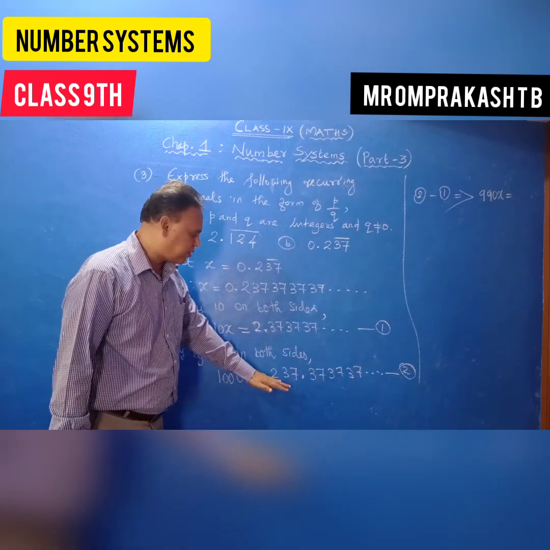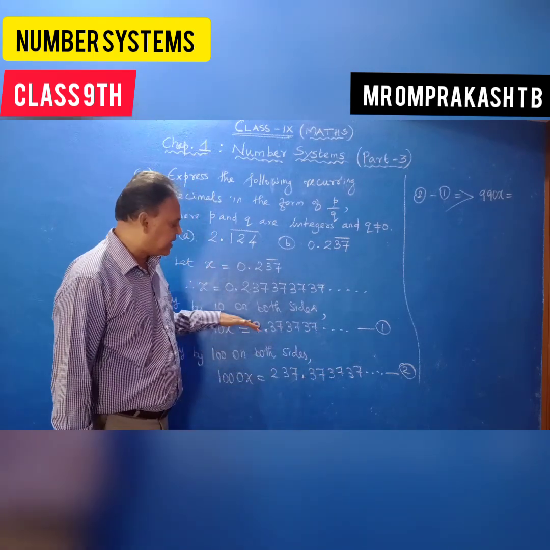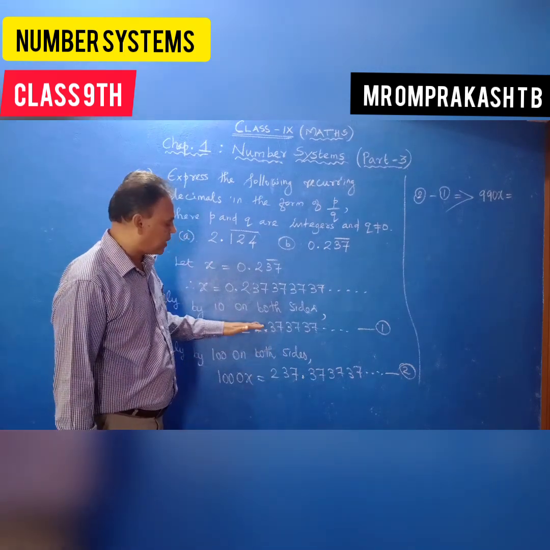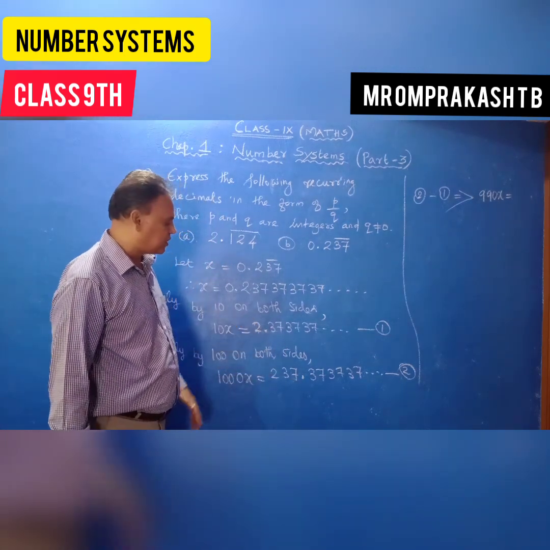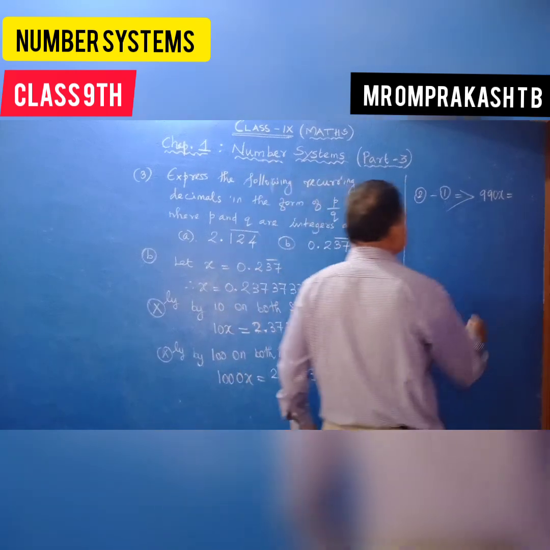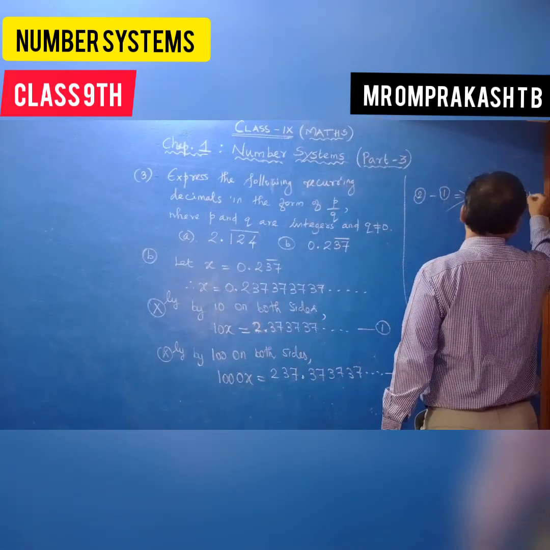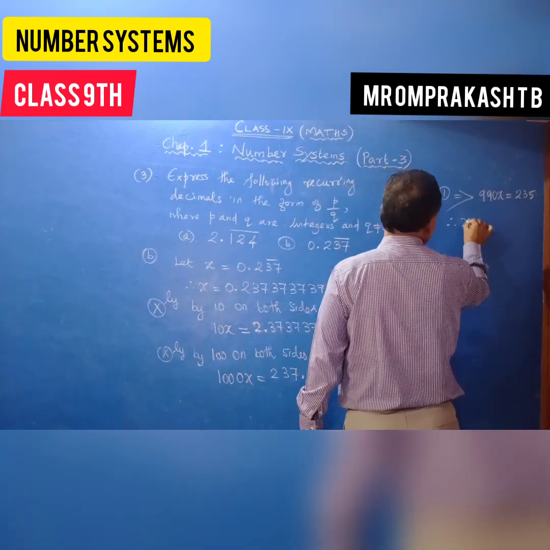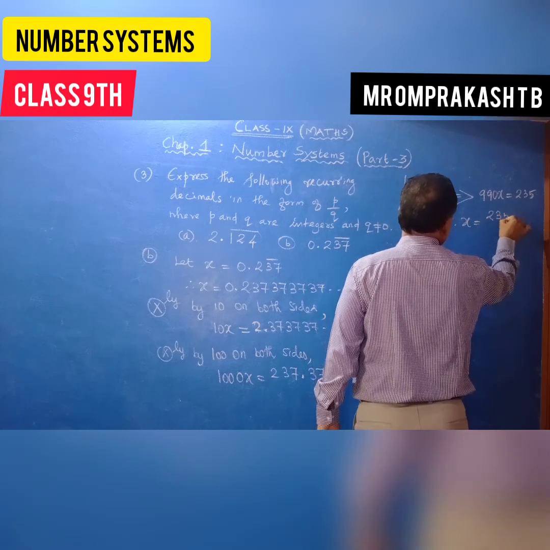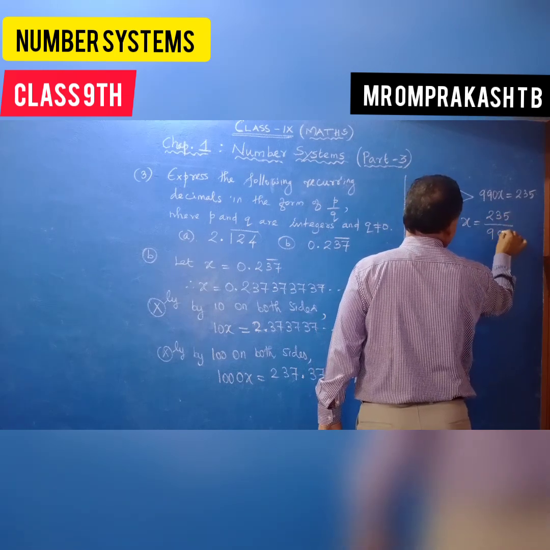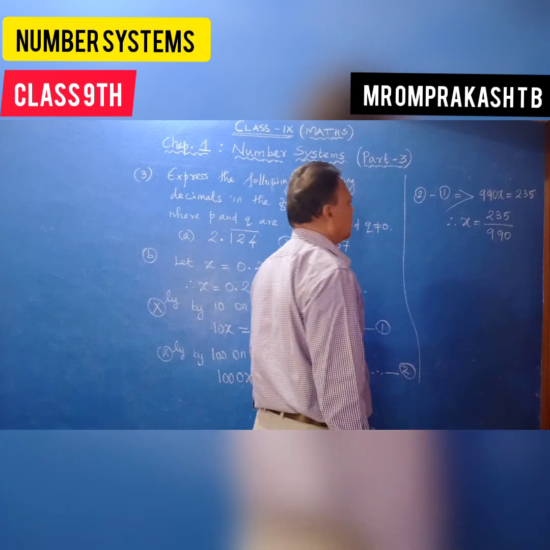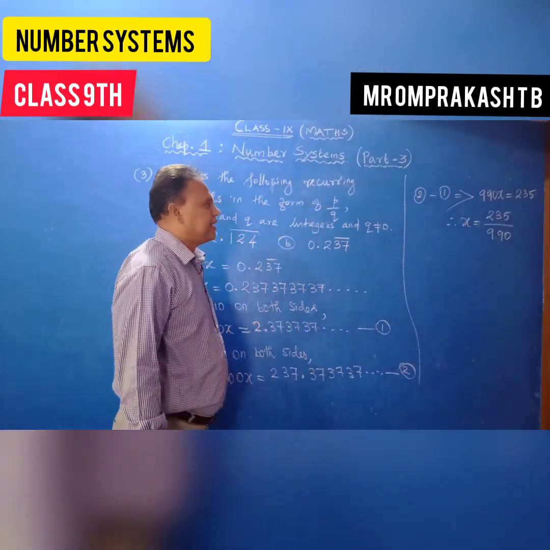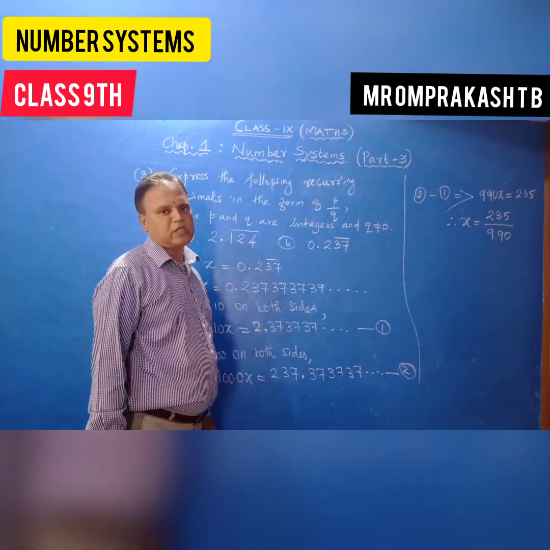Leave it. No need to write. Now 237 minus 2. Integer part alone you subtract. 237 minus 2, how much is? 235. Therefore x is equal to 235 by 990. 235 by 990. You can simplify also this.